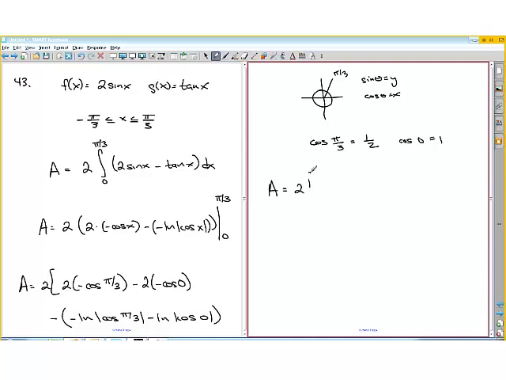So we get 2 times negative 1/2 minus 2 times negative 1. And then we subtract minus the natural log of cosine of pi over 3, which is the natural log of 1/2, minus the natural log of the absolute value 1. And I think the book just leaves it in terms of natural logs. So let me just check the answer here. Yeah, pretty much.